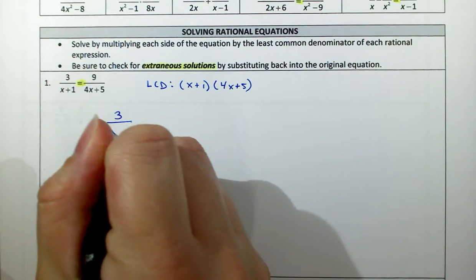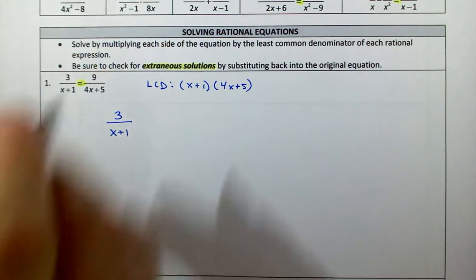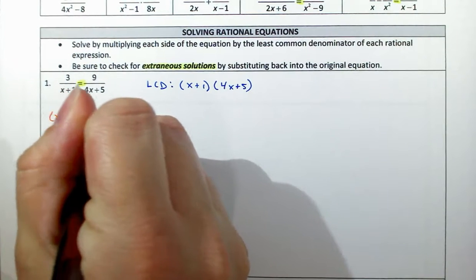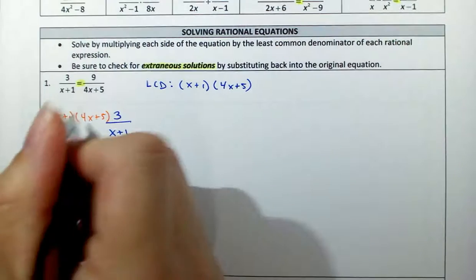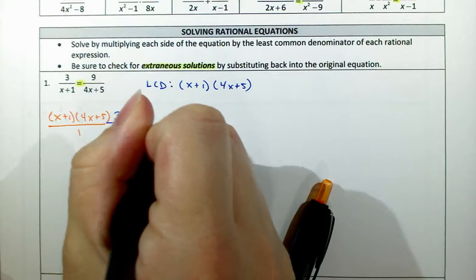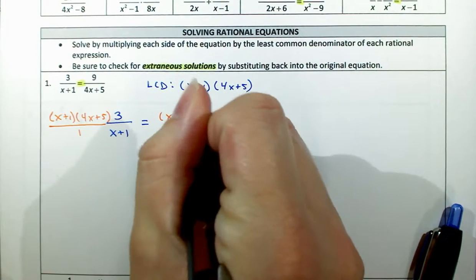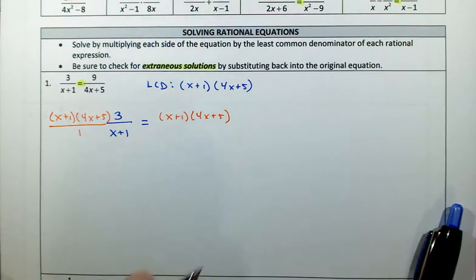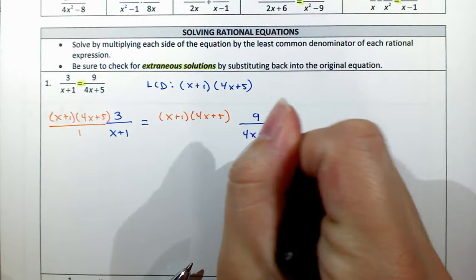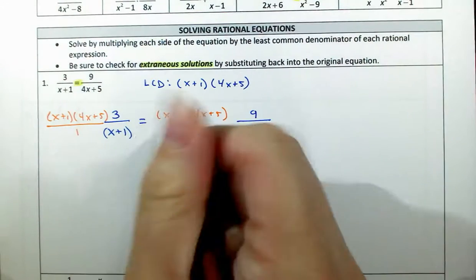So 3 over x plus 1: we are going to take this x plus 1 and this 4x plus 5 and multiply. This is on top, so it's kind of like this. Then we're going to do the same thing on the other side. We take this x plus 1 and this 4x plus 5 and multiply it by 9 over 4x plus 5. Again, you can think of this as over 1.